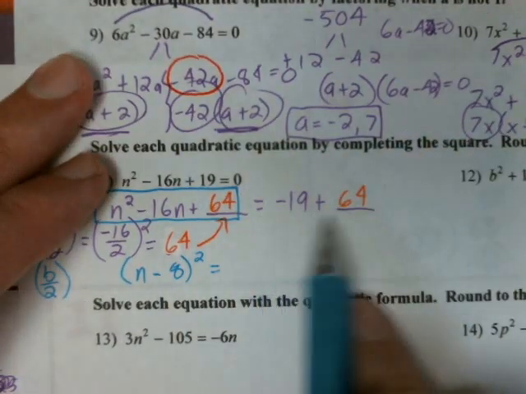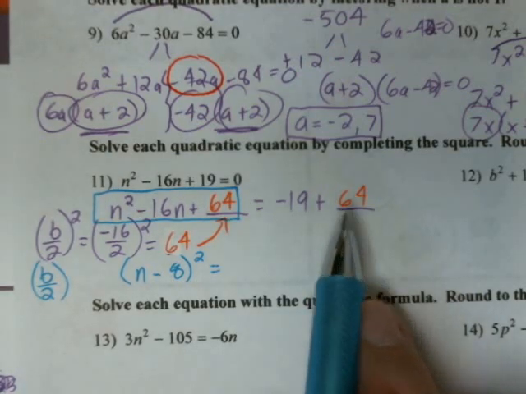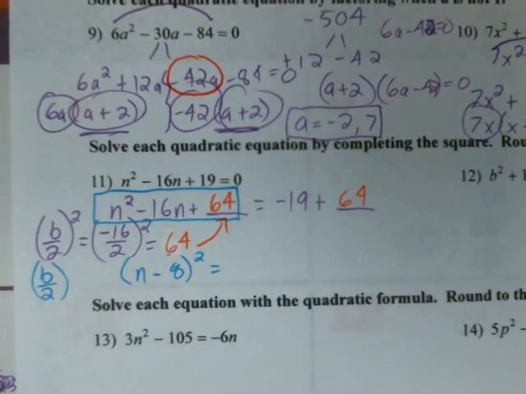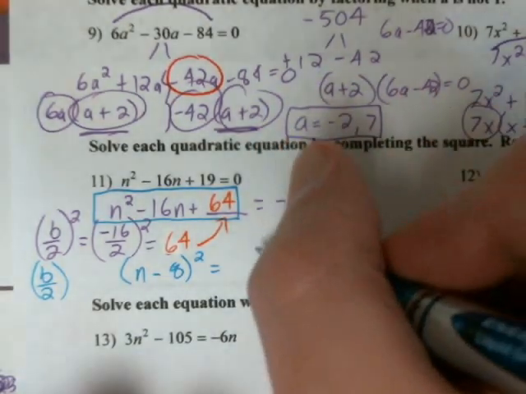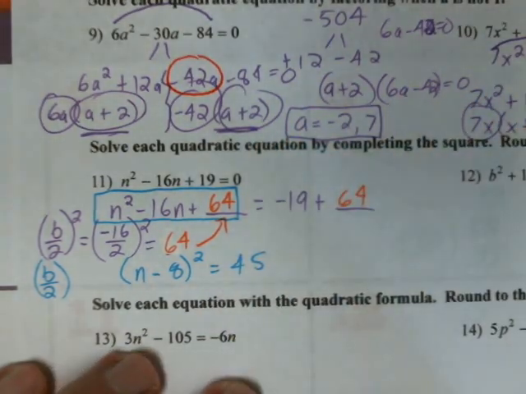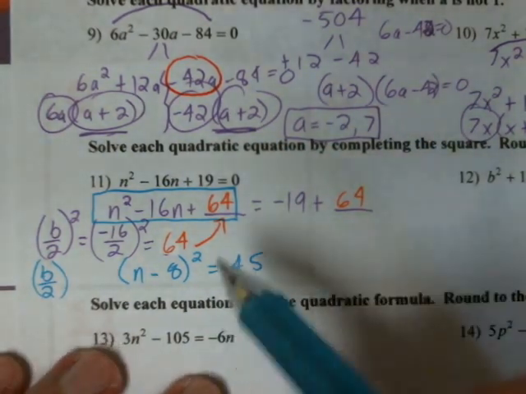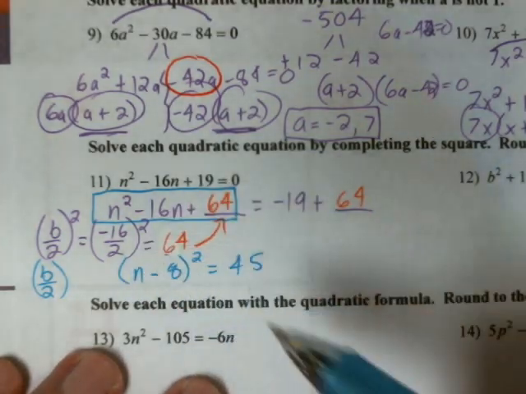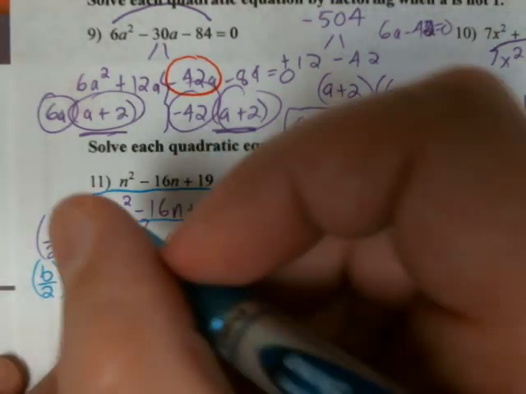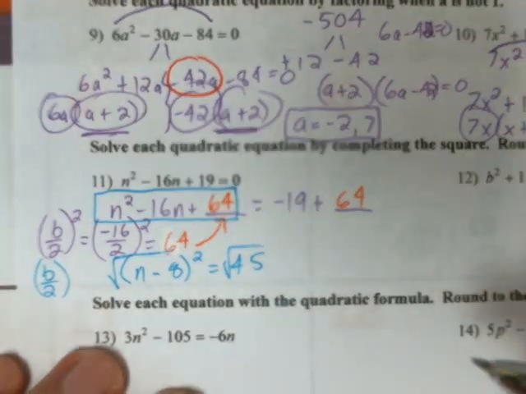Now on the right side of the equation, I just add those numbers together. 64 minus 19 is 45. Now, where do I go from here? Completing the square is tricky because you have to memorize all these steps. You got to know it. You got to learn it. Now, I'm simply going to take the square root of both sides.